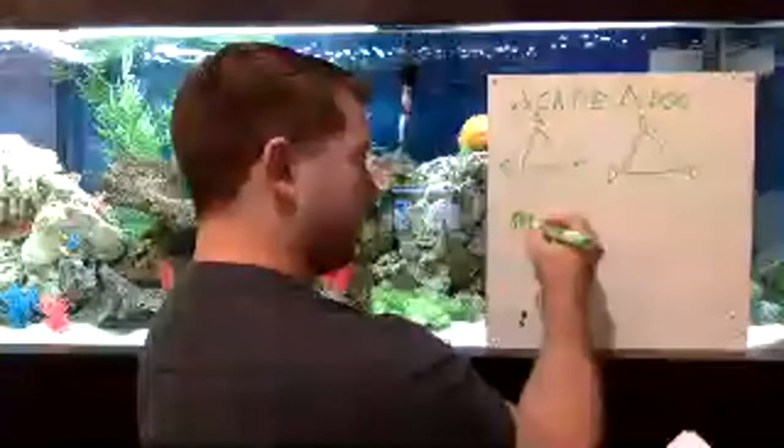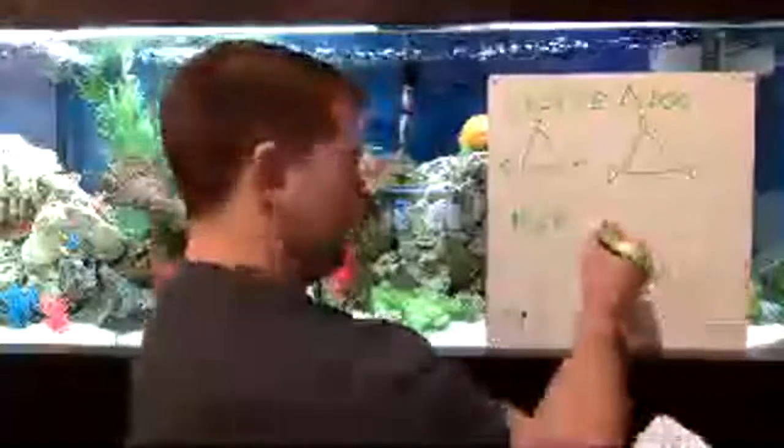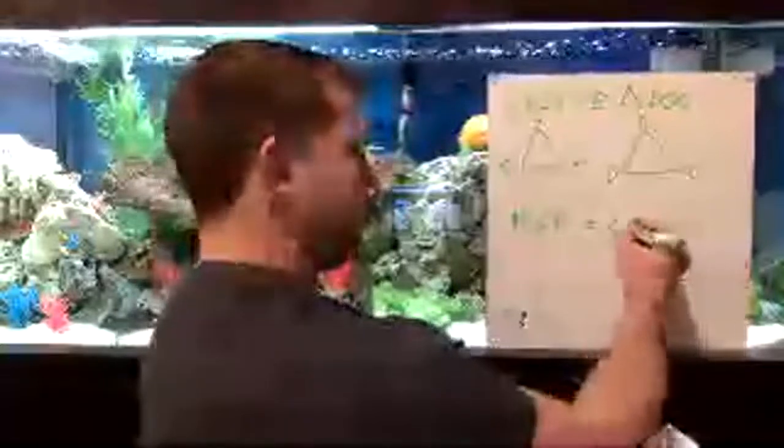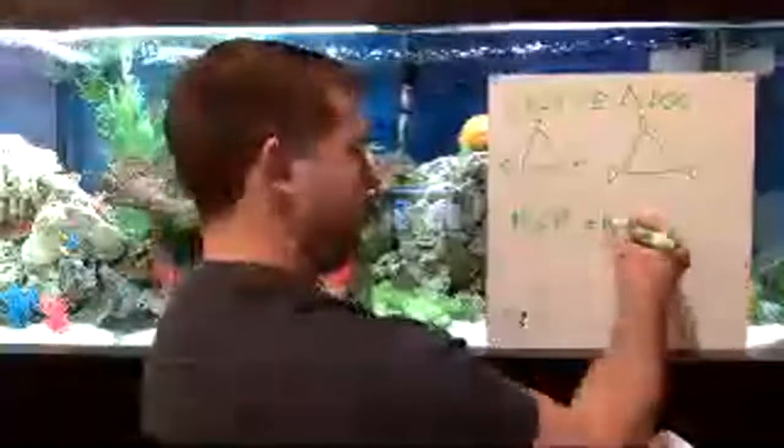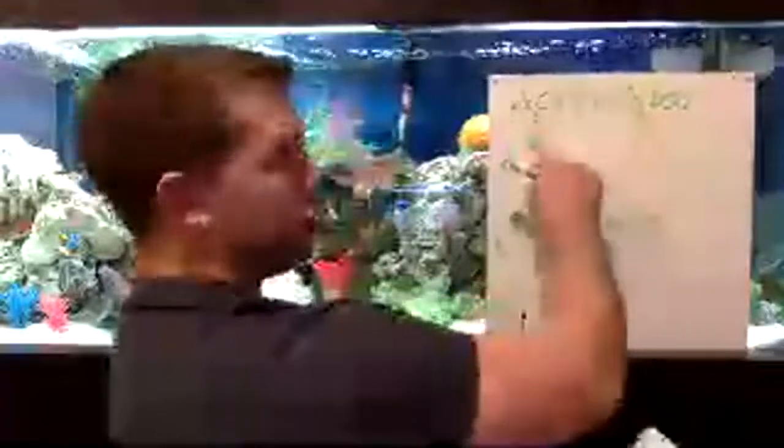Okay, so let's see what we can do with these statements. It says the measure, so when you have a little m, this means the measure of. So the measure of angle A is equal to the measure of angle O. Here's angle A, here's angle O. We're saying these triangles are congruent, so the corresponding angles have to be congruent. So this one checks out. That is correct. That's true.